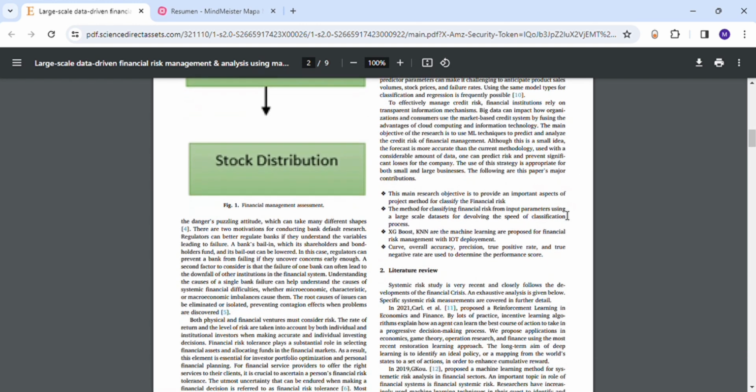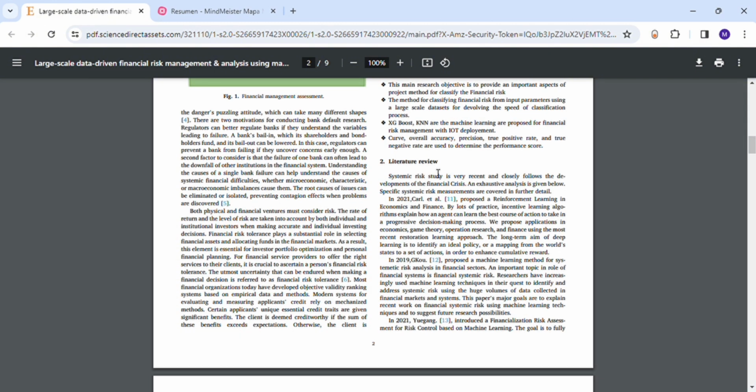The following are this paper's major contributions. The main research objective is to provide an important aspect of project method for classifying the financial risk. The method classifies financial risk from input parameters using a large-scale test for improving the speed of the classification process. XGBoost and KNN machine learning methods are proposed for financial risk management with IoT deployment. Accuracy, true positive rate, and true negative rate are used to determine the performance score.